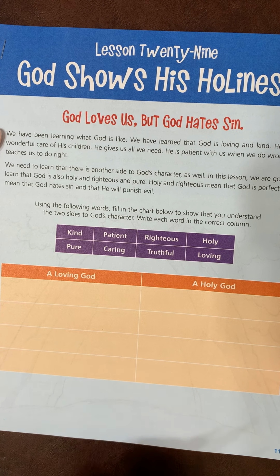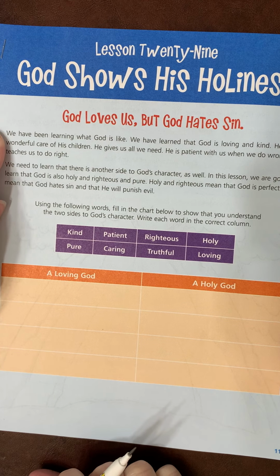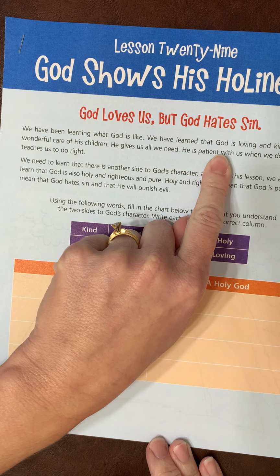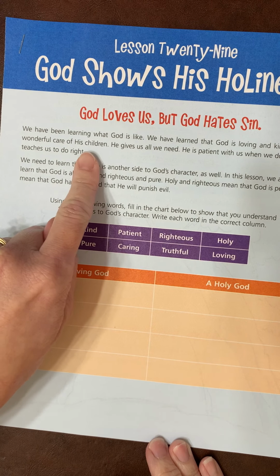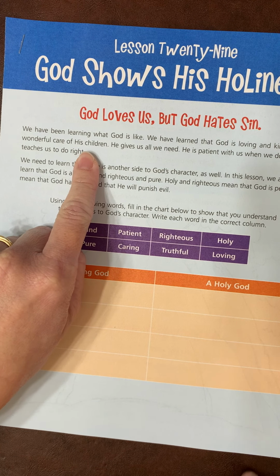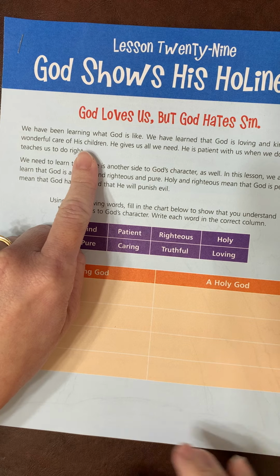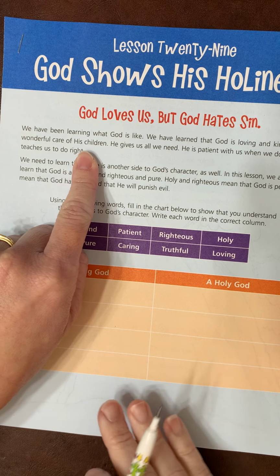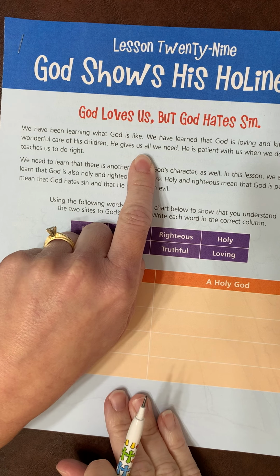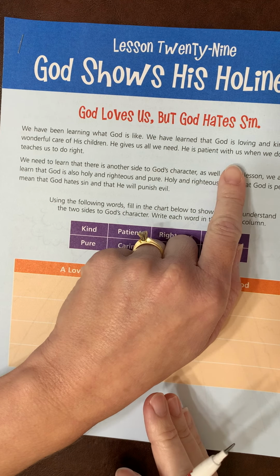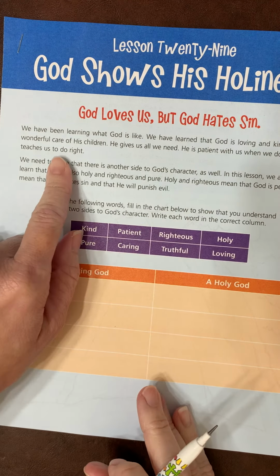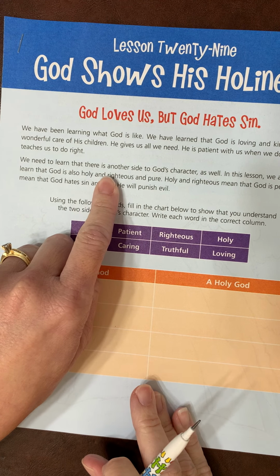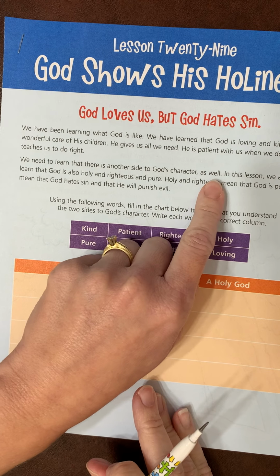God hates sin and he can't even be around sin. As we've been studying about the Israelites, we've been learning what God is like. We have learned that God is loving and kind, and he takes wonderful care of his children. We saw so many times that God took care of the Israelites, protected them, and gave them what they needed. And he gives us all that we need as well. He is patient with us when we do wrong, and he teaches us to do right. We need to learn that there's another side to God's character as well.